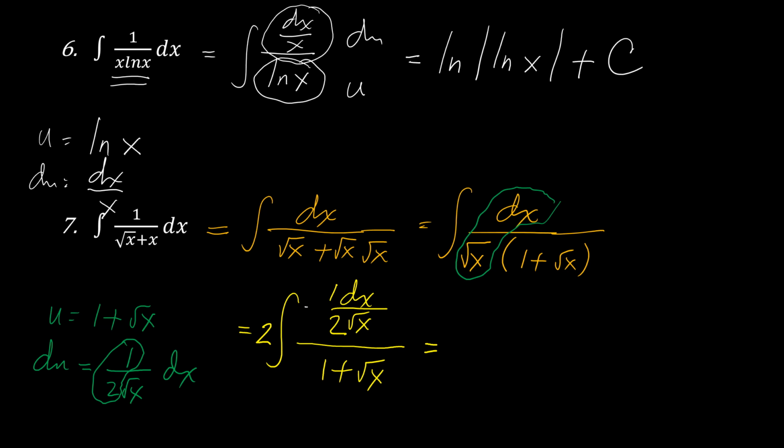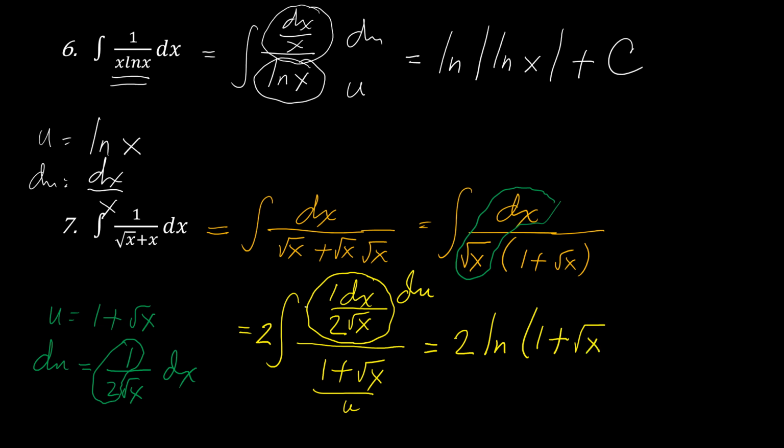So what do we have now? This is our du, while the denominator here is our u. So the answer then is 2 ln of the denominator 1 plus square root of x plus c. In a nicer form, this is equivalent to ln of the quantity 1 plus square root of x quantity squared plus c.